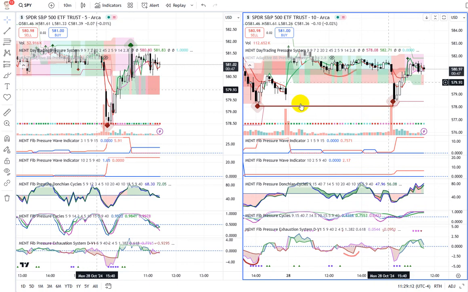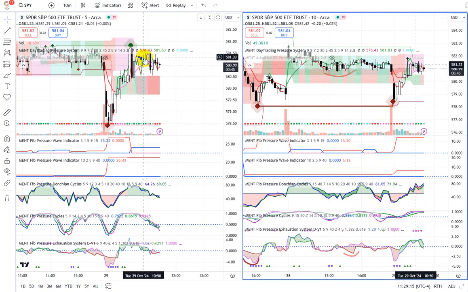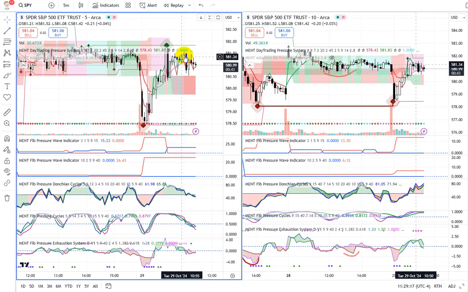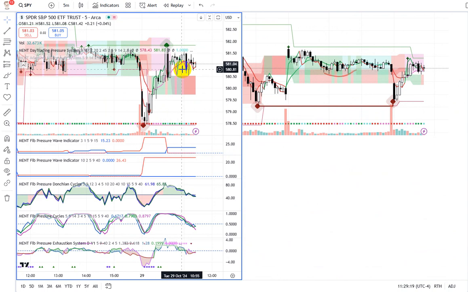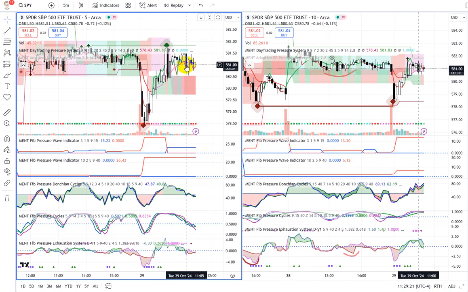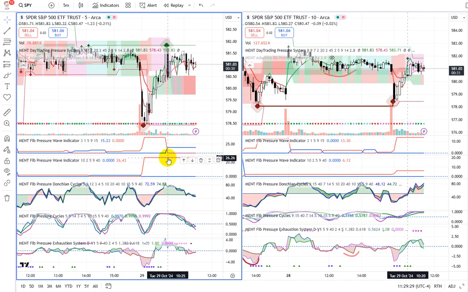So here's our 10-minute, here's our 5-minute. On the 5-minute, we are now in dominant bullish trending right over here, indicating we have a stronger potential to move to the upside. We're in dominant bullish trending on the short-term pressure wave indicator, still waiting for a breakout on the longer-term pressure wave indicator. We have been bullish.